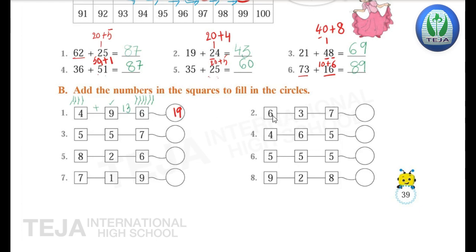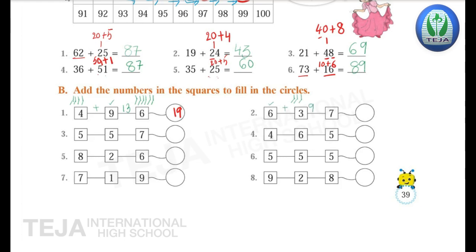Now next, second question. Here the numbers are 6, 3, 7. First add 6 and 3, then add 7. Here 6 is the bigger number, 3 is the smaller number. So draw 3 lines and count after 6, children. 7, 8, 9. So 6 plus 3 equal to 9.